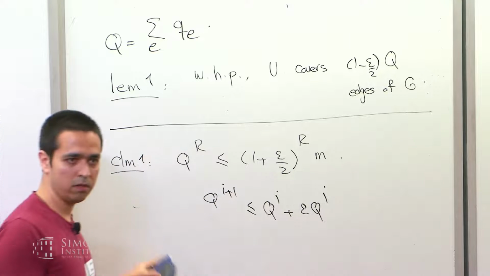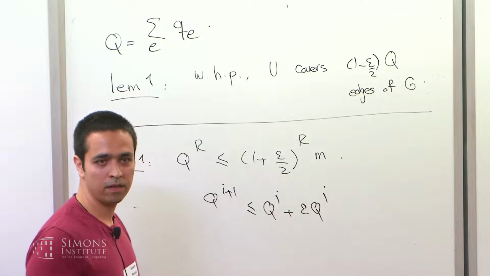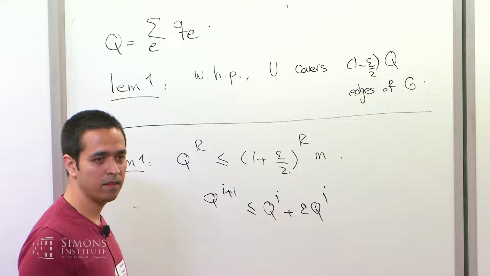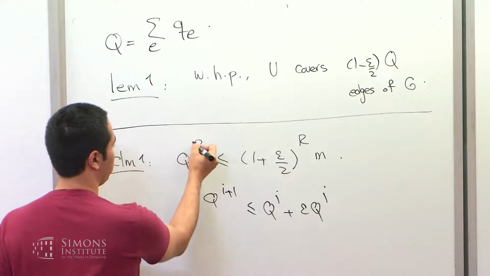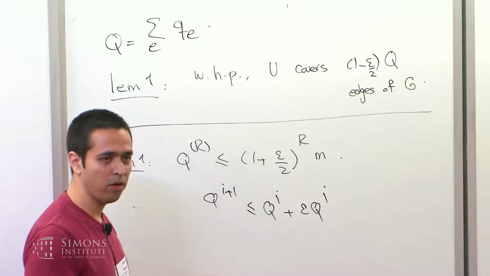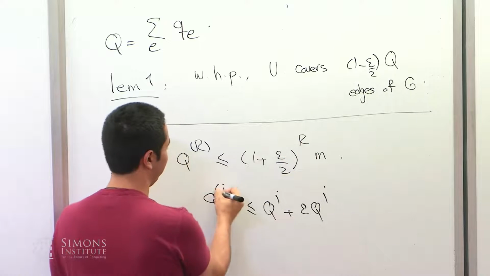Make sense? Yes? So just notationally, sorry, notationally, Q to the power R is Q for round R, or is it Q exponentiated to the power R? Sorry, you're right. I should write it maybe like this. Okay, round R. Thank you. Yes, but this is an actual exponentiation.